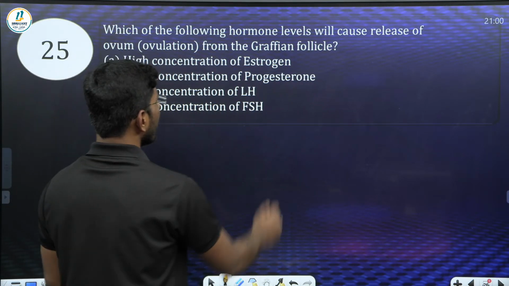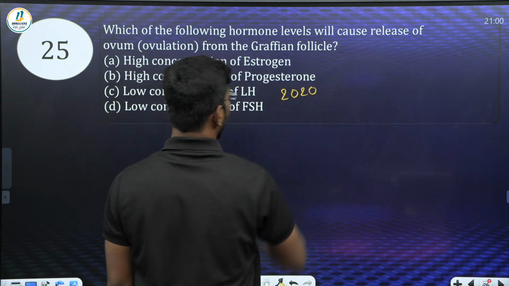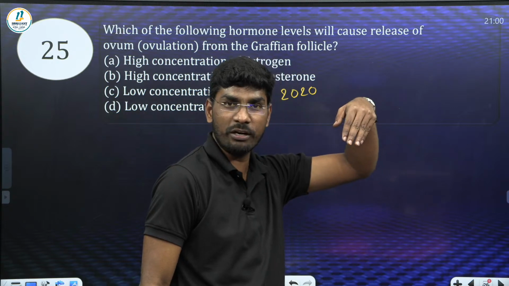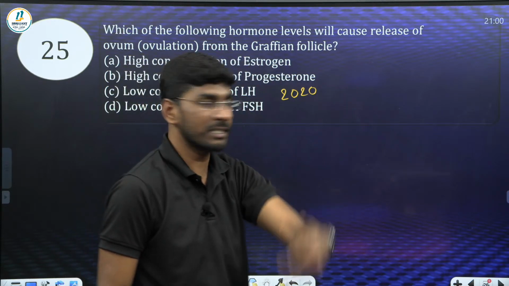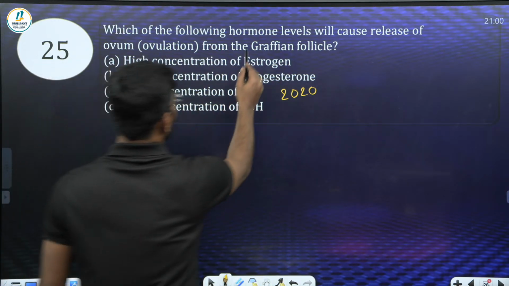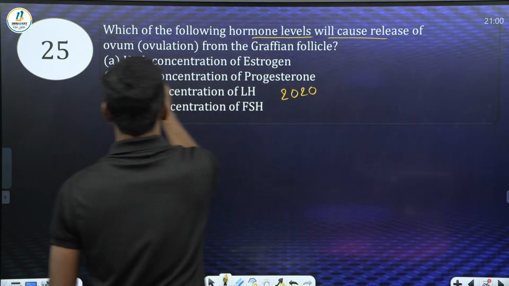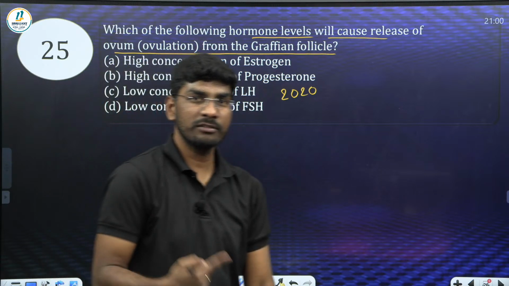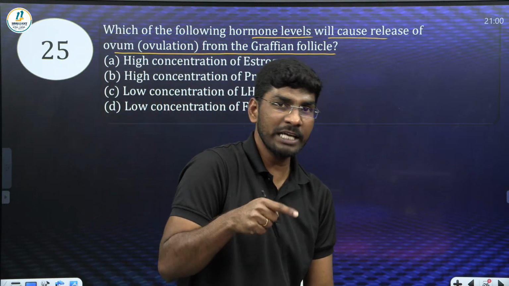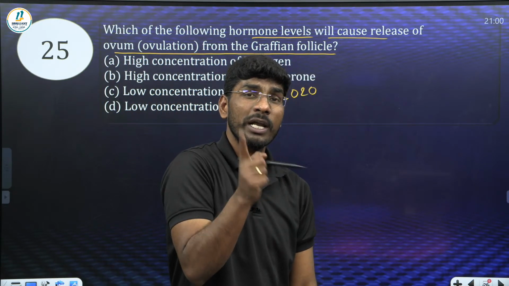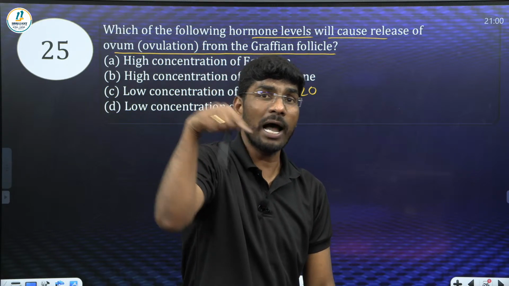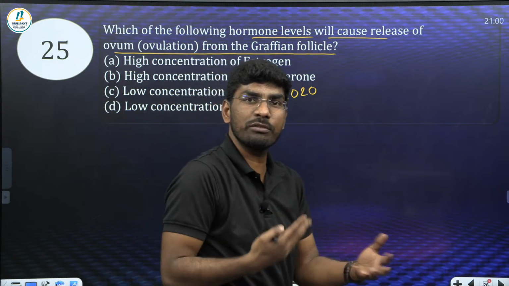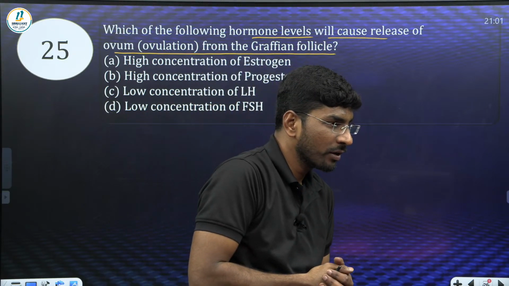This is a 2020 question, actually from the NEET examination, but I selected it for our practice. Look at what is given here. Which of the following hormone levels will cause release of the ovum, ovulation, from the Graafian follicle? Think. Something is not there. Look at the LH level. We are expecting a peak LH surge. High level of LH can cause ovulation, but that option is not there. So in that case, which option should we go for?